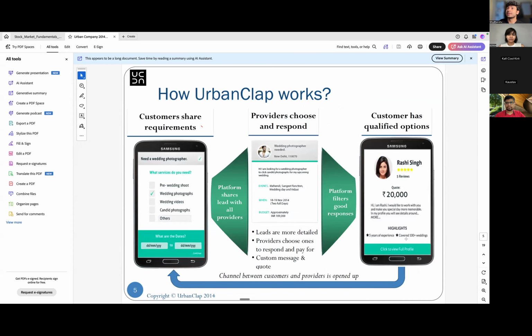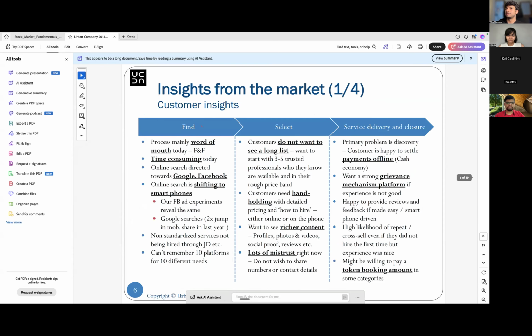How Urban Clap works: customer shares requirements, providers choose and respond, and then the customer has qualified options. Simple 3-step thing. I need this. This is what I can choose from. This is how I'll pay. As simple as possible. And channel between customers and providers opens up, blah, blah.